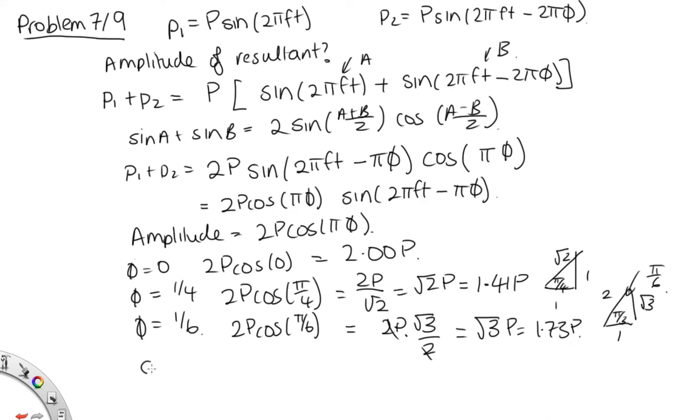And then finally we're asked if phi is equal to 1/8, in which case we've got 2p cos pi on 8. Unfortunately, there's no nice analytic way to solve this, so you just need to solve it on your calculator. When you substitute in, you end up with 1.85p as the solution to this one.